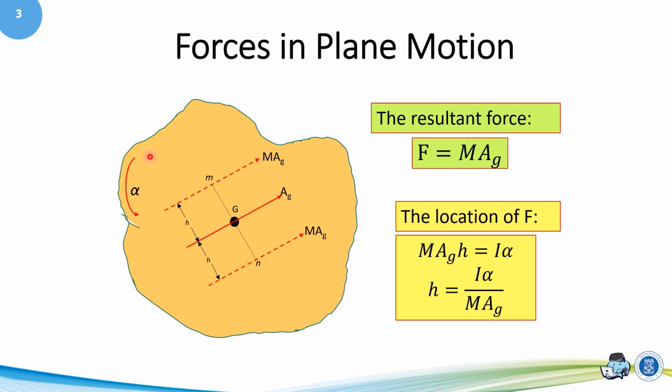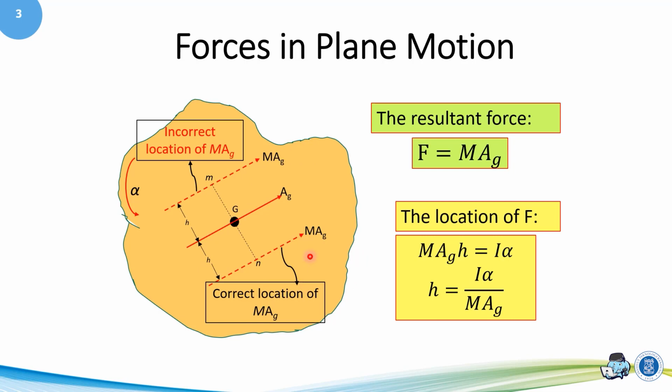You can see alpha is in the counterclockwise direction, and then this one should be incorrect because m ag will give the moment with respect to the center of gravity in the clockwise direction. And then this one is the correct location because this m ag will give the moment in the same direction as alpha.